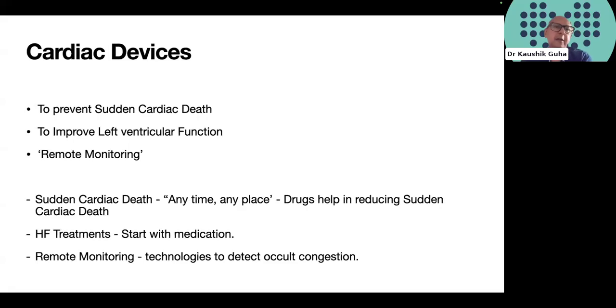Moving on to cardiac devices, we have to have in our minds, in terms of a parallel discussion to our diagnosis and medical management plan, that we may need to consider our patient for an indwelling cardiac device. And broadly speaking, these have 2 roles. One is to prevent sudden cardiac death.